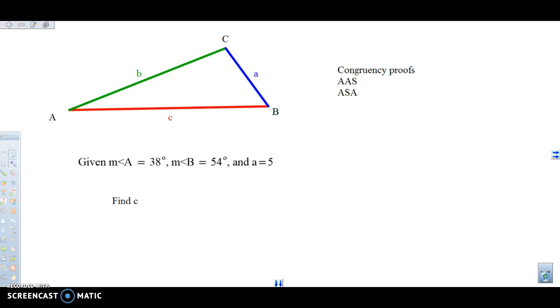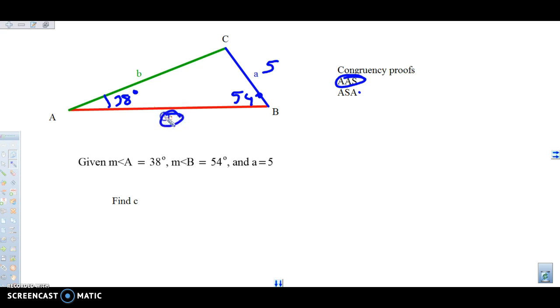So when we're given that the measure of angle A is 38 degrees, and we know that the measure of angle B is 54 degrees, and the distance for A is 5, we've been given two things. We've been given angle, angle, and a side. Now, that means angle, angle, side. There's only one triangle in the world that has that.